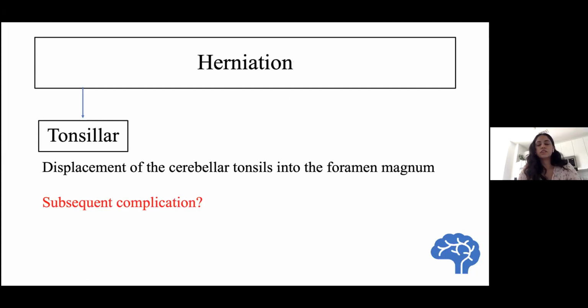All right. One of the complications we talked about was herniation, and that can be a pretty deadly complication. There are different types of herniation. Tonsillar herniation is when you have displacement of the cerebellar tonsils through the foramen magnum. So what is the subsequent complication when this happens? Why do we worry about that?